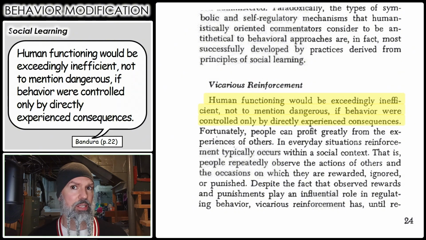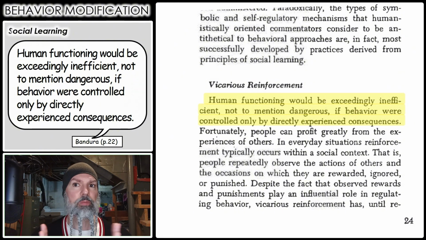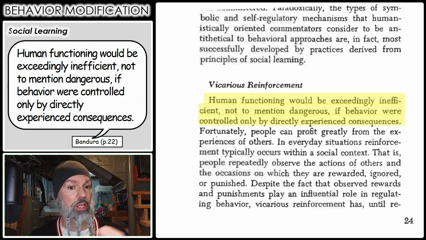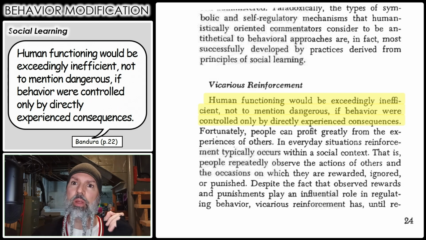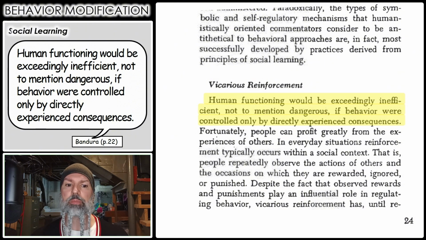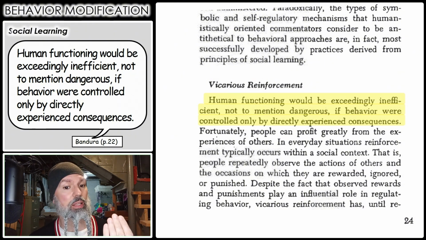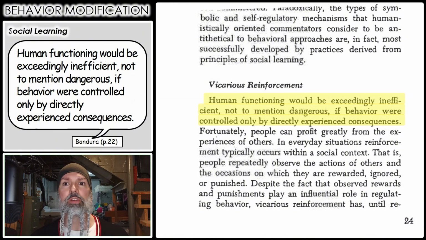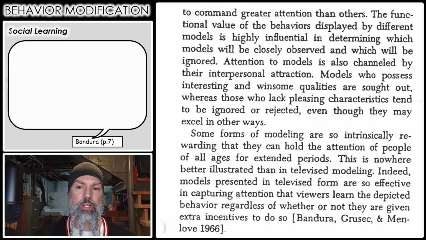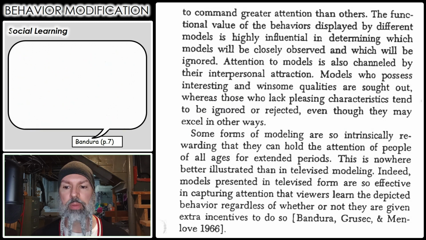So we visited this idea last time that human functioning, also learning, would be very inefficient and it could be very dangerous if the only way we could learn was by directly experiencing the consequences. But we have ways of learning by indirectly experiencing the consequences, basically through social learning, learning from the experiences of others. So we're not going to use this one for our look at modeling today. We're actually going to go to an earlier section of that same chapter on page 7.